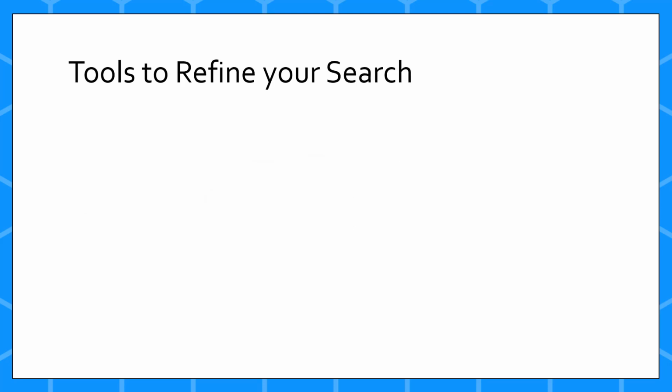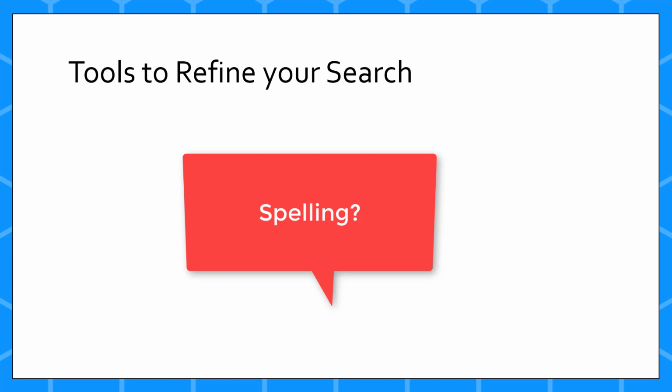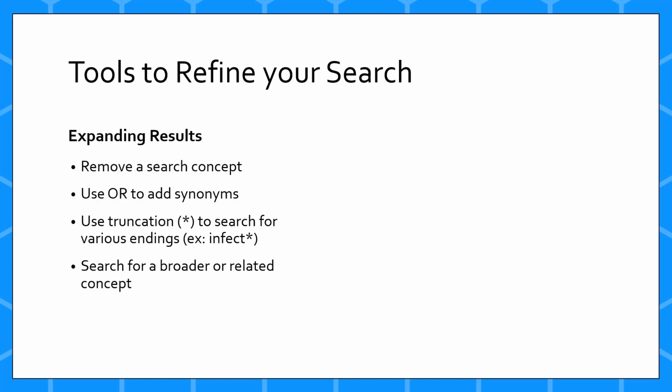Before we jump into the database, let's go over a few tools you can use to refine your search. If you're not getting many results, first check your spelling. A misspelled word will only bring back results that are also misspelled. Another way to expand your results is to remove a concept from your search. Searching for one concept at a time will also let you see how your keywords are working for that concept.